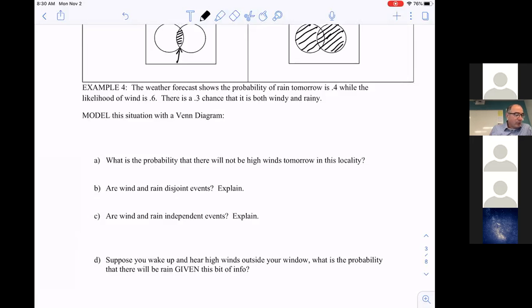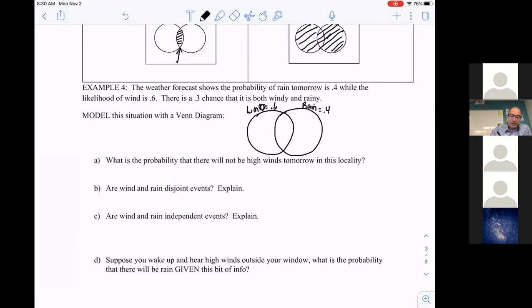All right. The weather forecast shows the probability of rain tomorrow is 40%, while the likelihood of wind is 60%. There's a 30% chance that it's going to be both windy and rainy. So we're going to practice doing a Venn diagram for this. In our Venn diagram, we're going to have two events: wind and rain. It tells me that the likelihood of rain tomorrow is 40%, while the likelihood of wind is 60%.